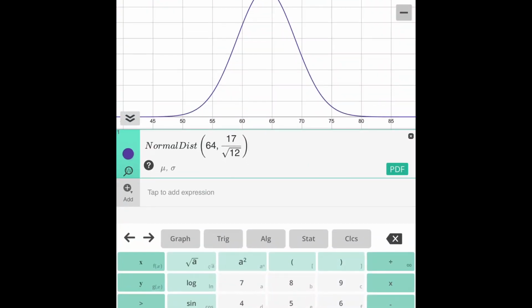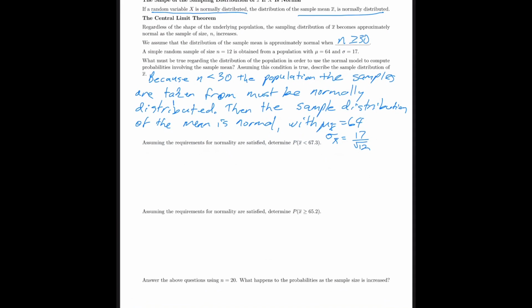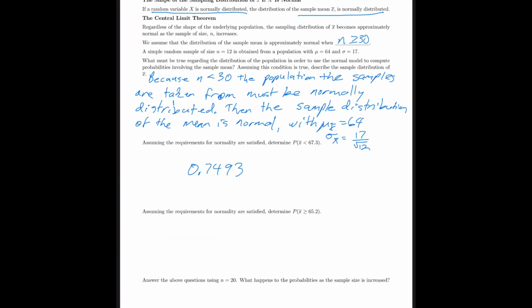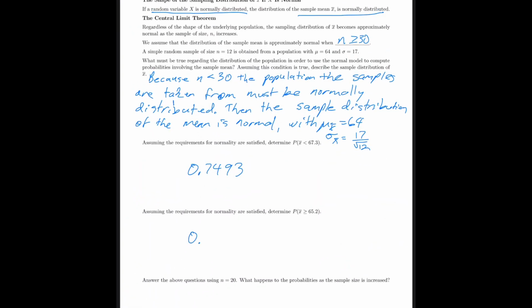That looks like that. Okay, and now that we've got the normal distribution, we can do some calculations with it, right? So if I wanted to know what's the probability that x bar is less than 67.3, what's the probability that a mean would be less than 67.3, I can use my CDF just like in the last chapter, and I just put in 67.3, and we can see that the probability of that is 0.7493. We could find the probability that x bar is greater than or equal to 65.2. So we want to be bigger than 65.